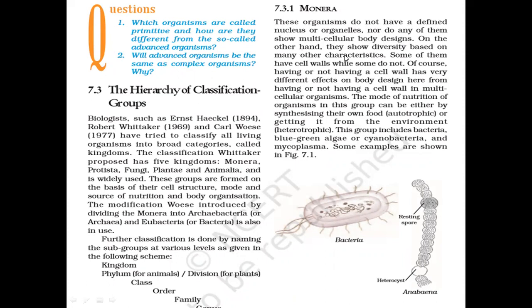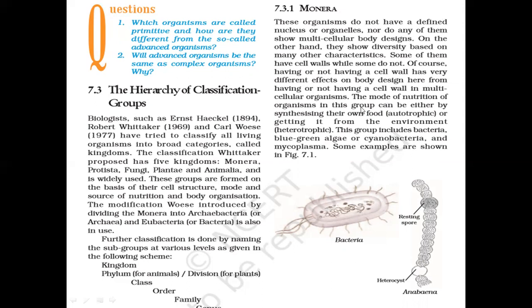On the other hand, they show diversity based on many other characteristics. Some of them have cell walls, while some do not. We know the prominent feature of cell walls is seen in the case of plants. Of course, having or not having a cell wall has a different effect on the body design in multicellular organisms. Here we know that these organisms are unicellular.